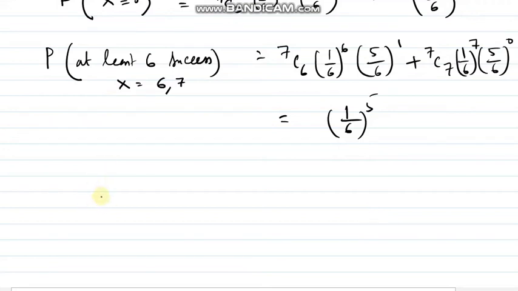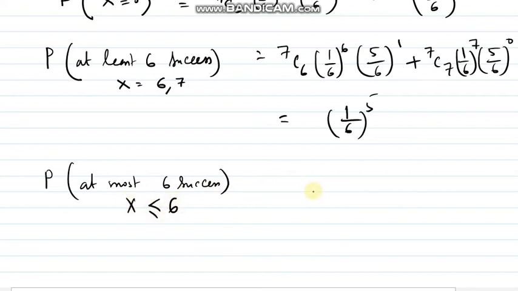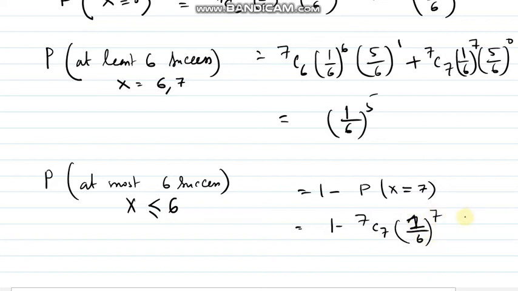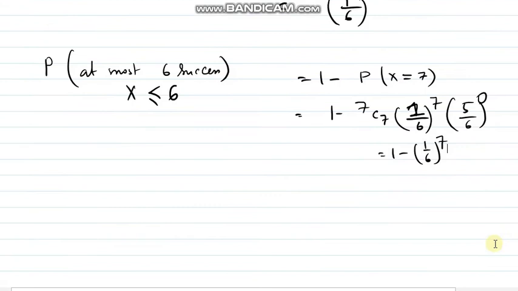Next one, probability of at most 6 successes. Already I have discussed this, but again I am discussing it. What is the meaning of at most 6? The value of x can be at most 6. So can I just subtract 1 minus the probability of x equals 7? X equals 7, I have already calculated there. So 1 minus 7C7 (1/6)^7 (5/6)^0. That is 1 minus (1/6)^7. You can further calculate, right?